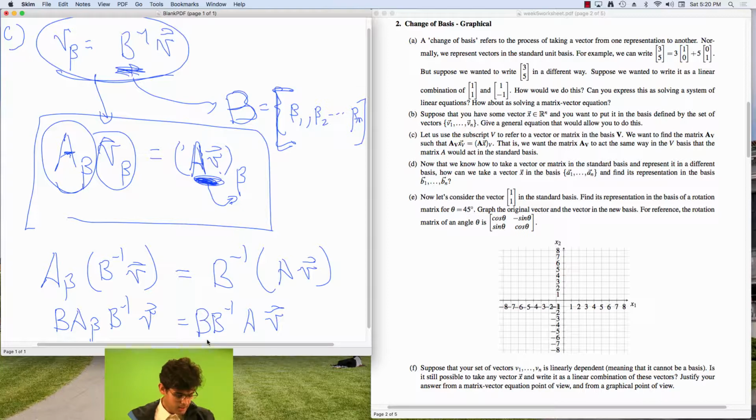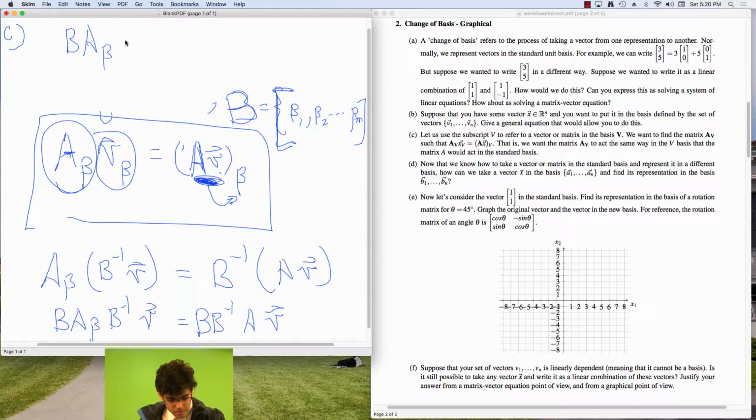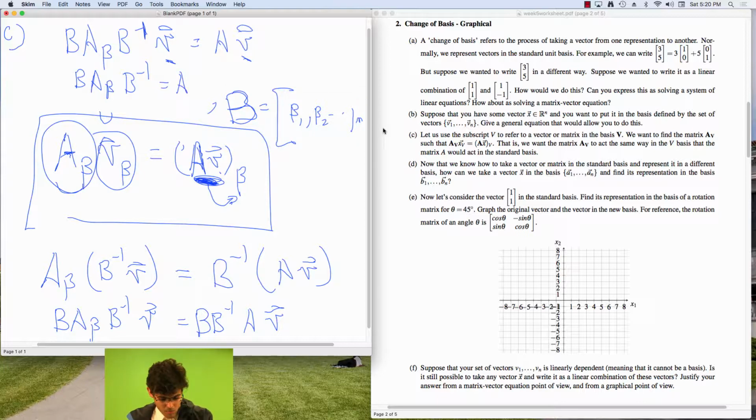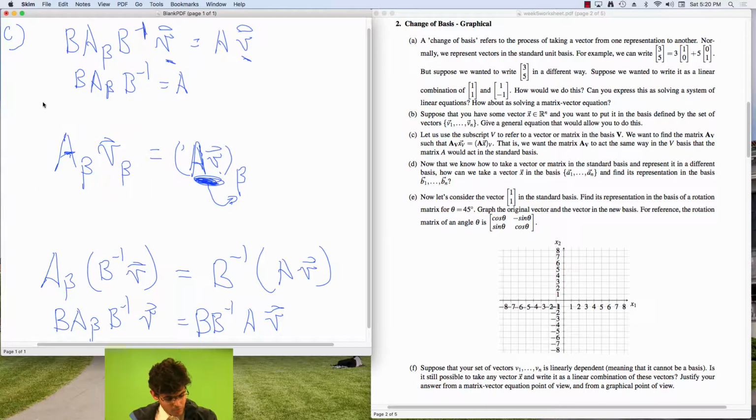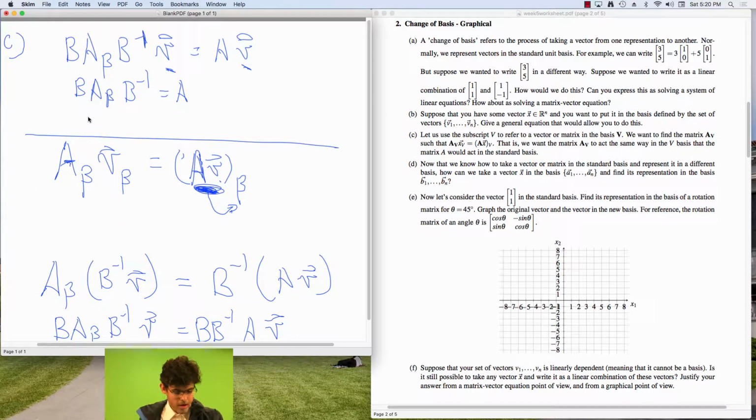What we end up getting is that B A beta B inverse times V is equal to AV. And since this holds true for all vectors V, we would know that B times A beta times B inverse is equal to A. And so A beta has to be equal to B inverse AB. And that's how you take a matrix and represent it in a basis. All you need to do is multiply by B on one side and B inverse on the other side.